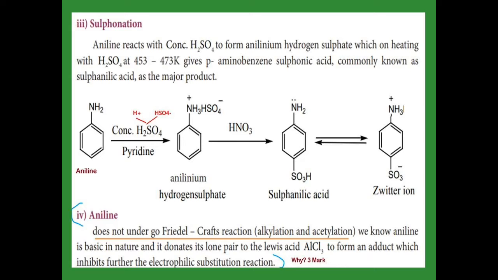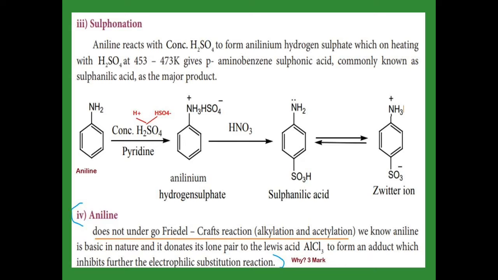Sulfonation. When aniline is reacted with concentrated sulfuric acid in the presence of pyridine at 453 to 473 Kelvin, first of all it gives anilinium hydrogen sulfate. Sulfuric acid splits into H plus and HSO4 minus. The H plus is added to the NH2 and we get NH3 plus. The NH3 plus attracts the HSO4 minus, so we get anilinium hydrogen sulfate.